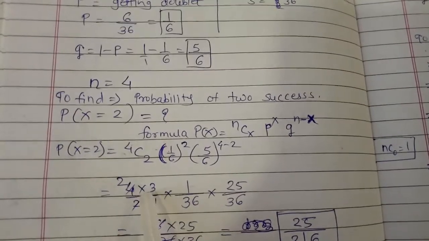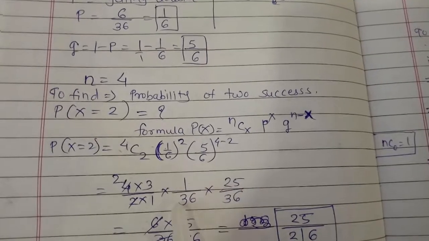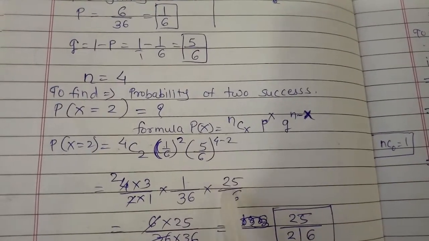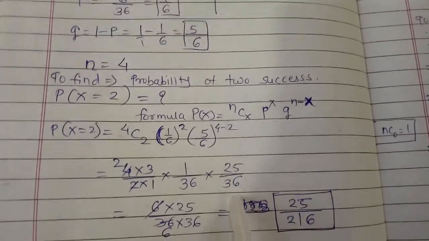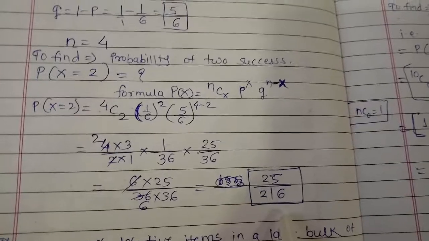So 4 into 3 upon 2 factorial, that is 2 into 1. Here (1/6) squared means 1 by 36, and 4 minus 2 means 2. So 5 squared is 25 and 6 squared is 36. So by reducing this we get 25 upon 216.